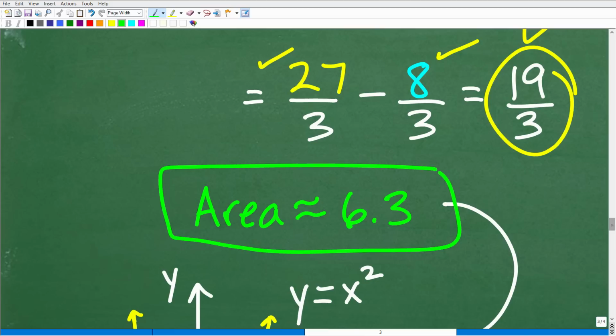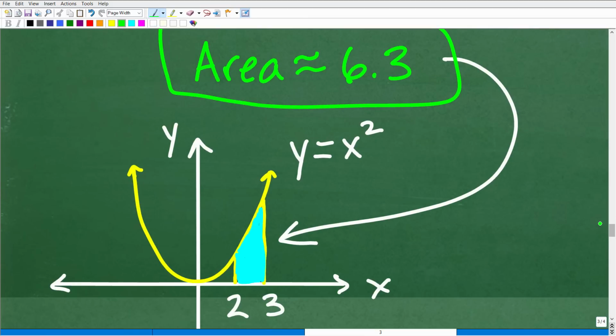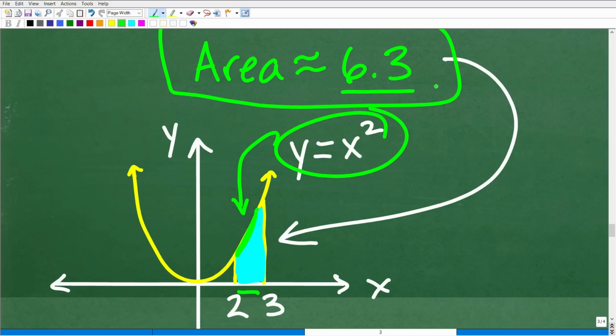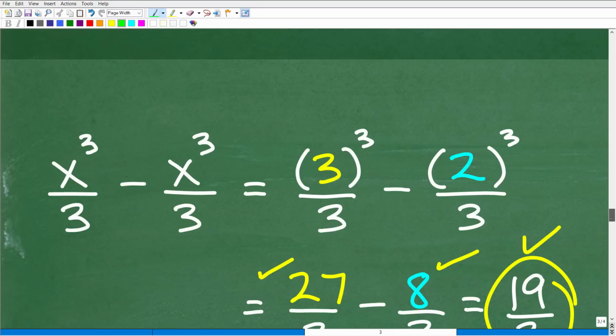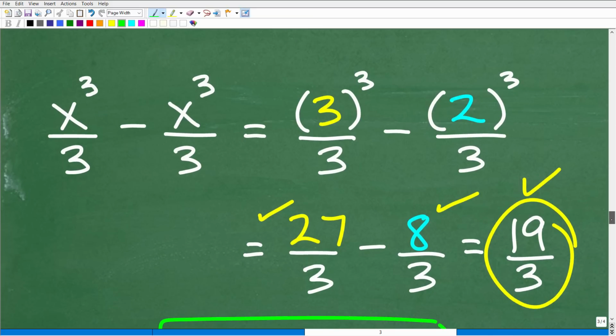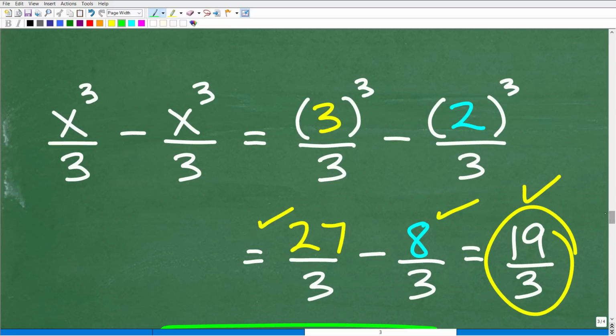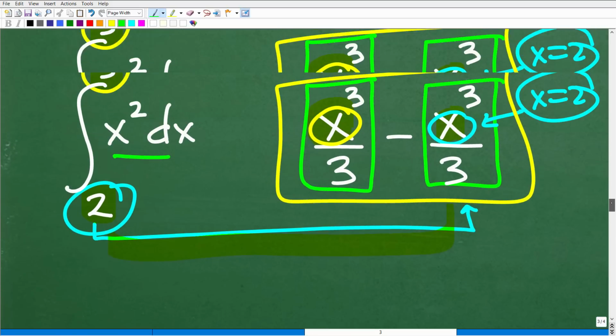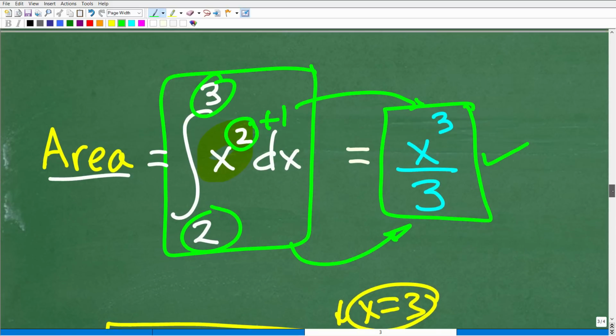Okay, so what does that mean? Well, that is in fact the area of this crazy little shape right here. We just actually computed the area. So the area of this shape, bounded underneath the curve x squared between 2 and 3, is approximately 6.3 units squared. We just actually did a calculus problem, an integration problem. And notice the arithmetic I'm doing here. It's not that difficult, right? I'm working with some basic numbers, some fractions. Nothing too crazy. Hopefully you have a sense of what's going on.